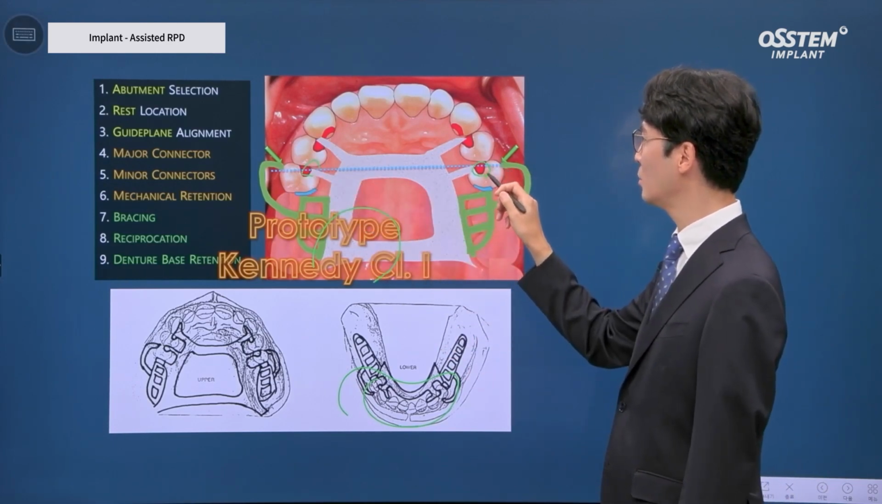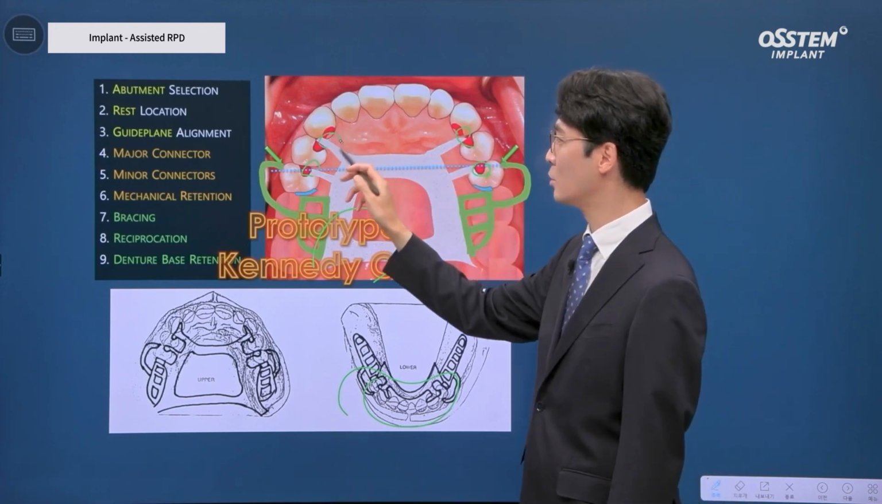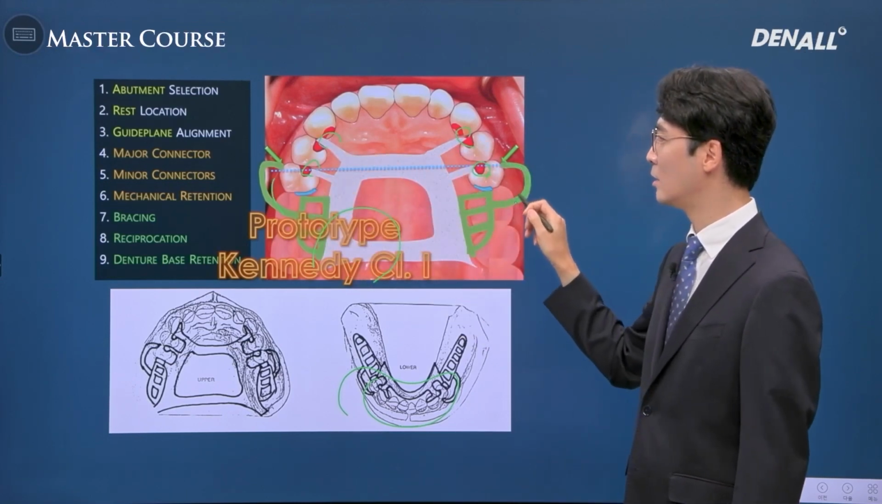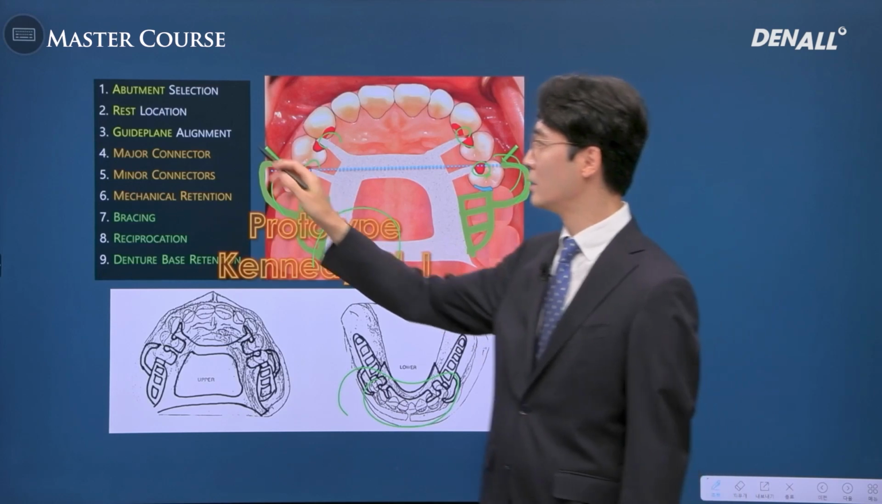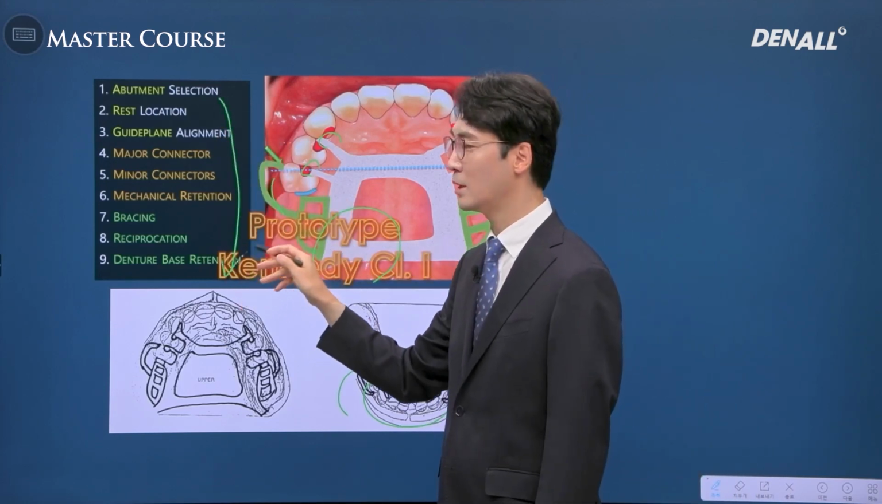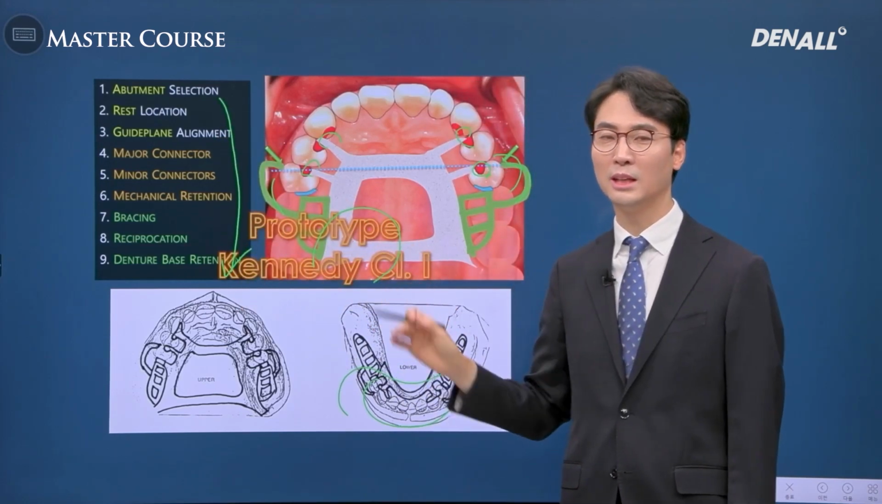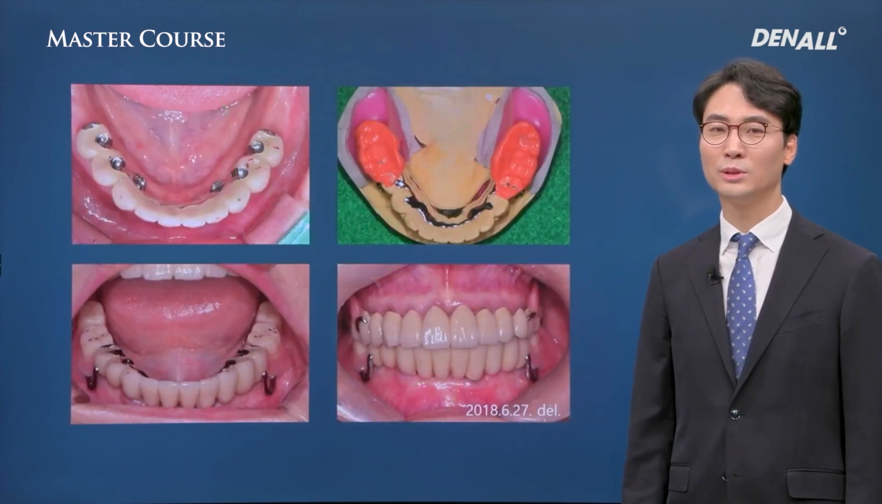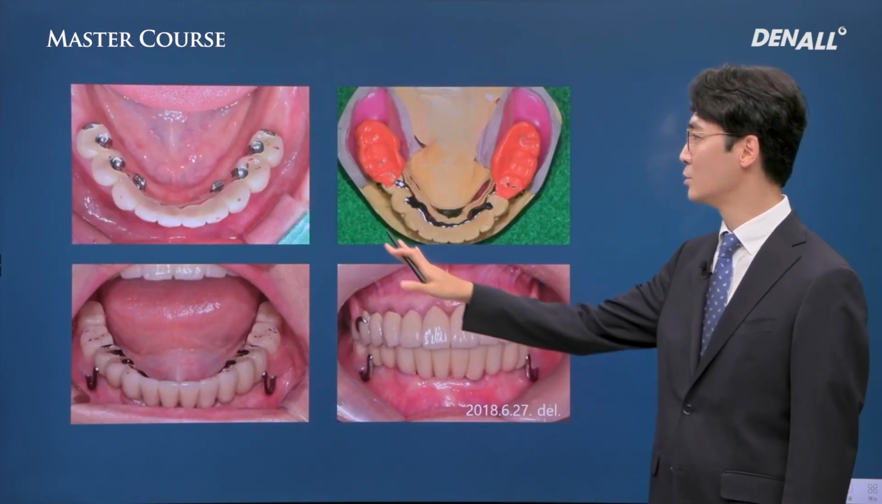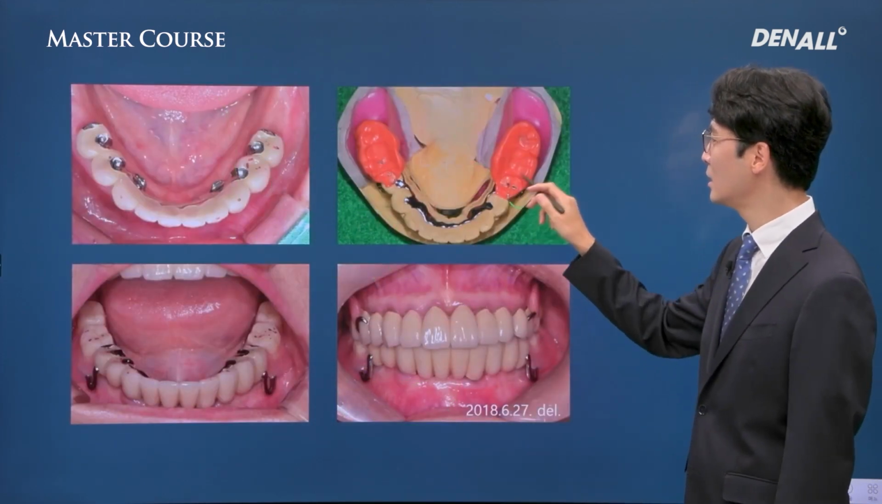Mesial rest is positioned in the most distal tooth. Anterior to that, indirect retainer is positioned. On both sides, mechanical retention is positioned. Typical prototype design was formed following the partial denture design order. Following that, partial denture was fabricated.